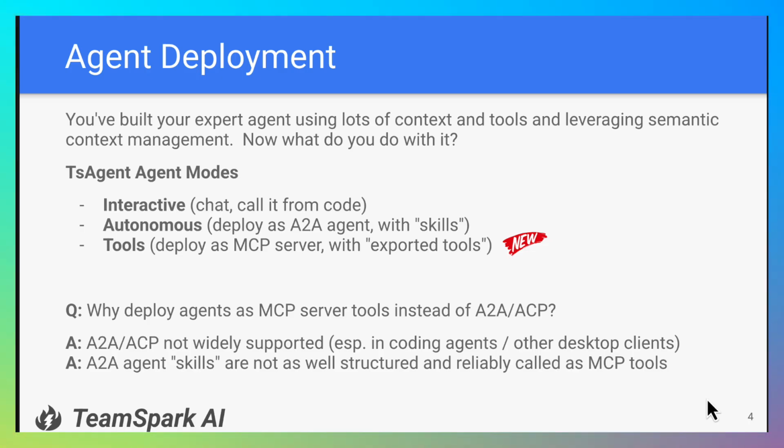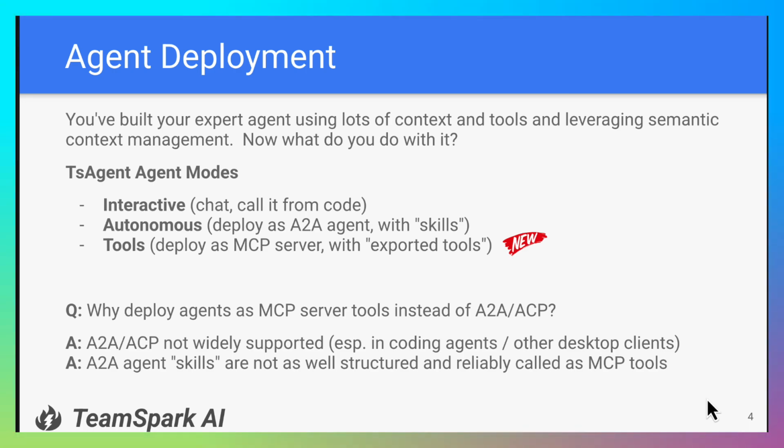So why would you want to deploy agents as MCP server tools when we already have A-to-A and ACP? We already have ways for agents to talk to other agents. And there's a couple of reasons. One is sort of practical, which is that A-to-A and ACP aren't widely supported, especially in desktop agents and coding agents and the things that you're actually using now. All those things support MCP. Very few of them support A-to-A or ACP. And the second reason is that in A-to-A, the agent skills are not as well structured and reliably called as MCP tools.